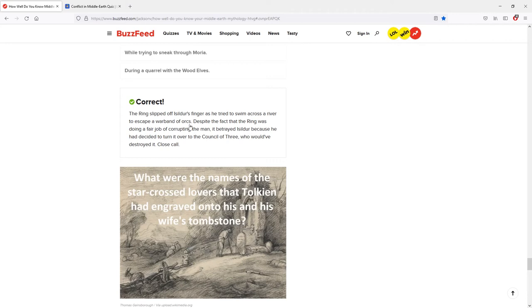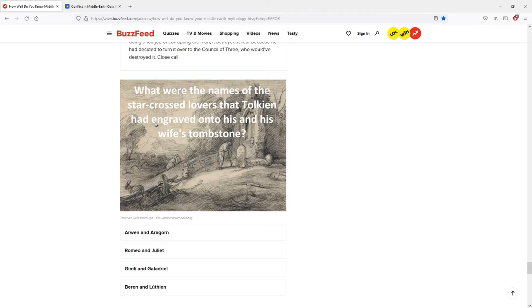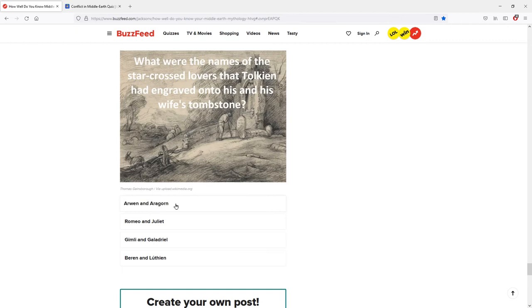Despite the fact that the ring was doing a fair job of corrupting the man, it betrayed Isildur because he had decided to turn it over to the Council of Three, who would have destroyed it. Close call. Okay, last question on this one. What were the names of the star-crossed lovers that Tolkien had engraved onto his and his wife's tombstone? Arwen and Aragorn, Romeo and Juliet, Gimli and Galadriel, Beren and Lúthien, and it's Beren and Lúthien.